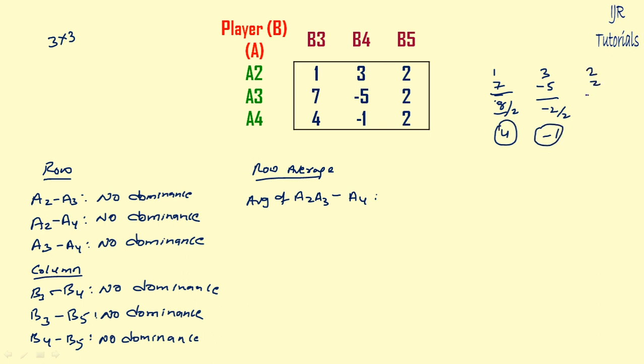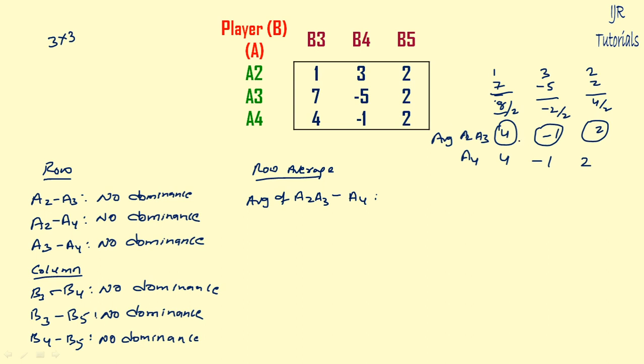Next, 2 plus 2 is 4, 4 by 2, that is equal to 2. So these are the numbers, and compare with A4. So what are the A4 numbers? 4, minus 1 and 2. This is the average of A2 and A3, and if you compare this, the average of A2, A3 is 4 and A4 is 4. That means both are competing each other. Minus 1, both are the same values, that means both are competing. 2 and 2, both are the same, that is both are competing.